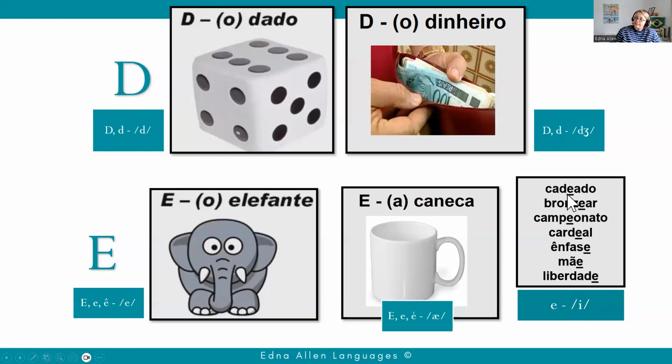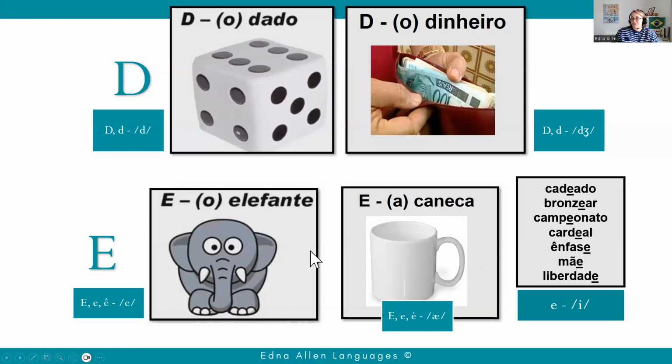Tudo bem? And their meanings, cadeado is like a padlock. Bronzear is what we do in the sun on a beautiful sunny day at the beach. Bronzear. Campeonato, championship. Cardial, it's religious, you know? Actually, I'm going to leave that as your homework as well. I will leave that for you to check their meanings. Go to a dictionary. Try not to translate whole sentences in a translator. Okay? Just a suggestion. Tudo bem?